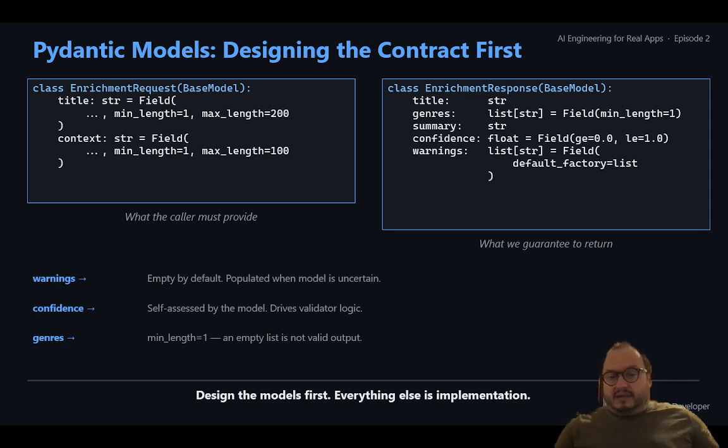It has a title, echoed back from the request. It has genre, a list of strings, at least one required. It has a summary, a string, one to three sentences. It has a confidence, a float between 0 and 1. And it has warnings, a list of strings, empty by default, for cases where the model is uncertain or the input was ambiguous. The last field, warnings, is a pattern I want to highlight. Most APIs either succeed or fail. A warnings list lets you express a third state.